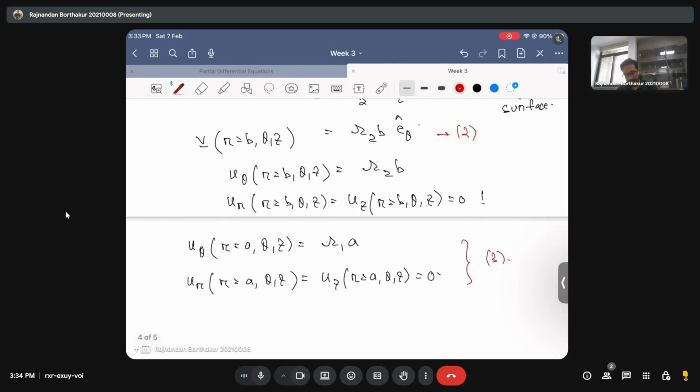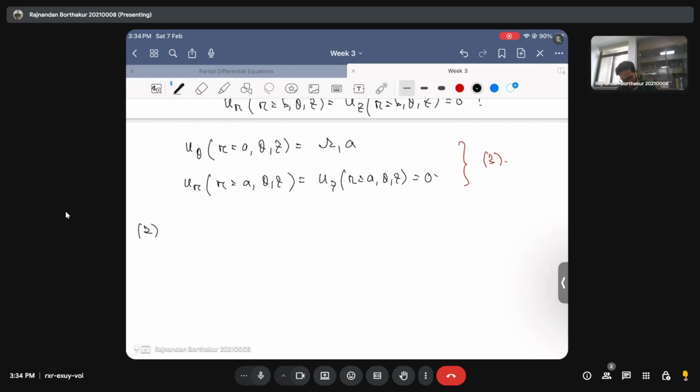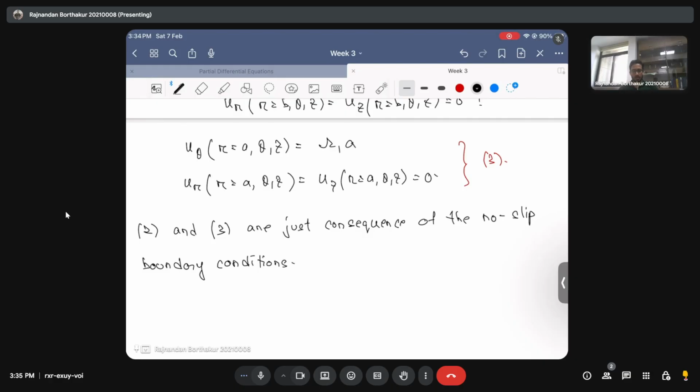So I hope you realize that these, 2 and 3, are just a consequence of the no slip boundary condition. Okay, all right, I hope you are with me so far.